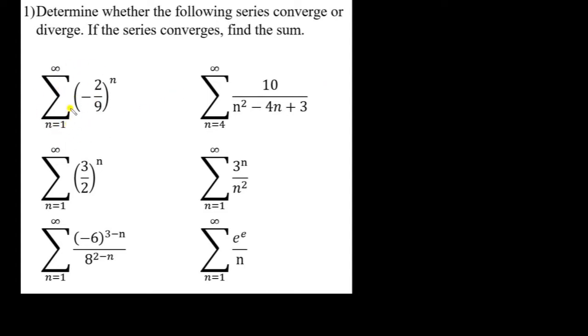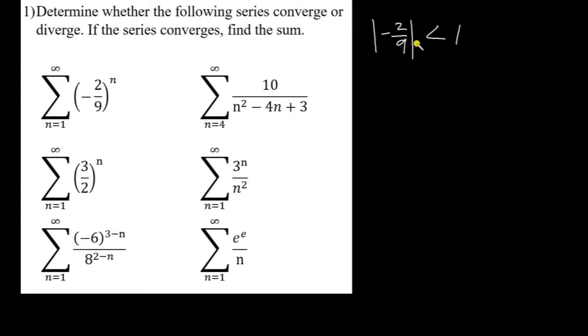The sum from n equals 1 to infinity of (negative 2/9) to the n. So this is a geometric series. And if you remember, a geometric series converges when the stuff that's in here, if you take the absolute value of it, it's less than 1. So this is the common ratio, we call it. So if we take the absolute value of the common ratio, which in this case is negative 2/9, that common ratio is going to be less than 1. If this is true, then the series converges.